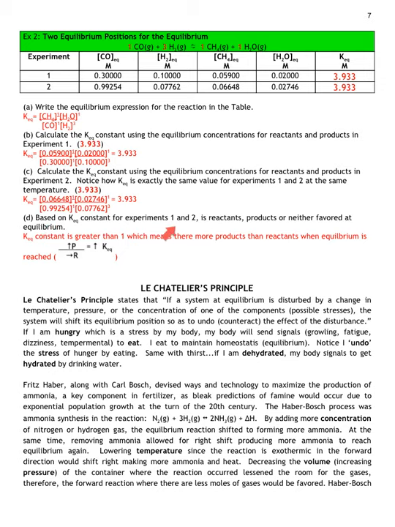Based on the equilibrium constant for experiment 1 and 2, is the reactant, product, or neither favored at equilibrium? Because our constant is greater than 1, it looks like we have more products than reactants. So for our KEQ greater than 1, there's a greater number of products than reactants at equilibrium.